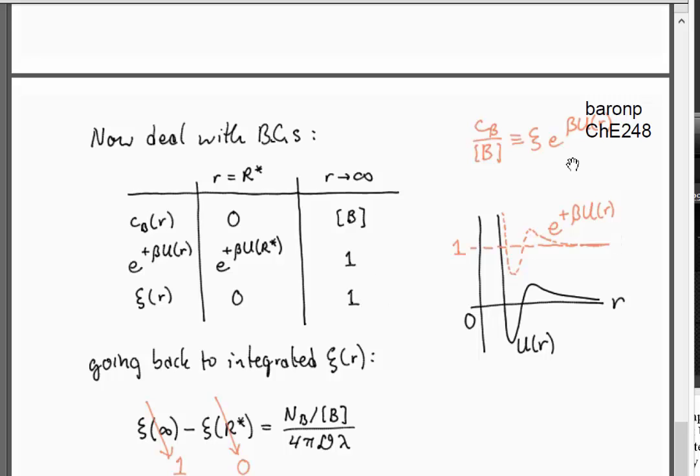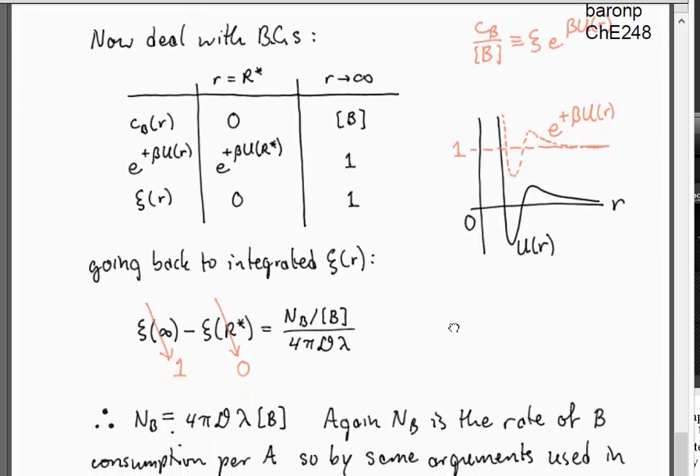Okay, so this is really what's going on over here. You see this little picture I've drawn. The black line represents the potential of mean force. The orange line represents this upside down Boltzmann factor, e to the plus beta u of r. The concentration over bulk concentration is this deviation from equilibrium times e to the beta u.